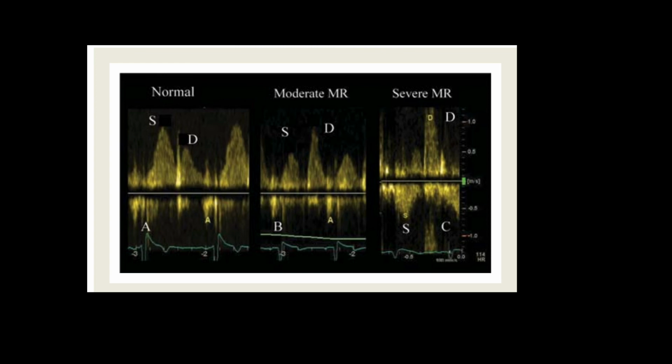And as the MR severity increases, the S wave gets smaller. And you might see it referred to as systolic blunting. And then in the severe case, you see systolic flow reversal. So now you see the S wave is in the opposite direction below the baseline.